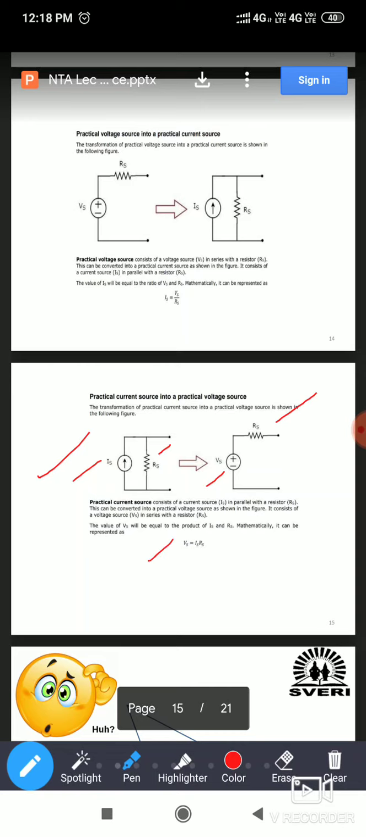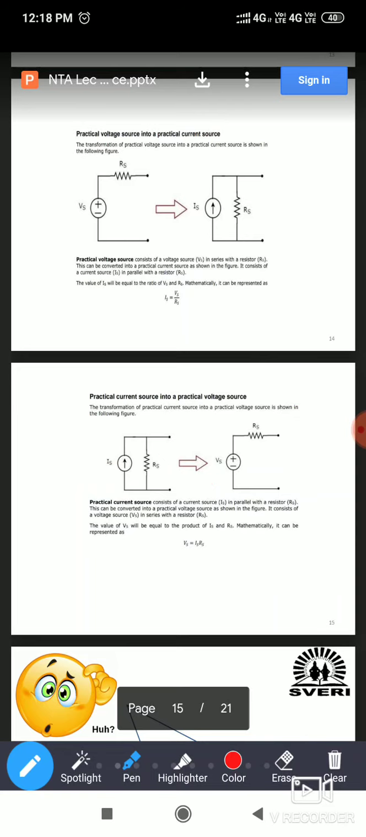मग VS चं व्हॅल्यू कसं? सिम्पली ओम्स लॉ अगेन, V is equal to I into R. So you use Ohm's law. So VS is equal to IS into RS. Okay. So in this way you can easily transform one type of source into another type.